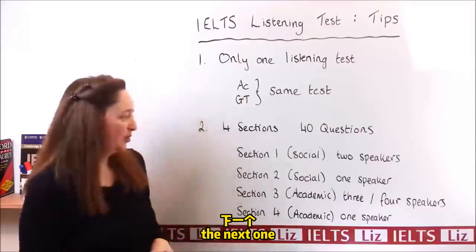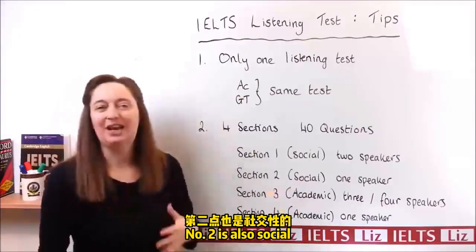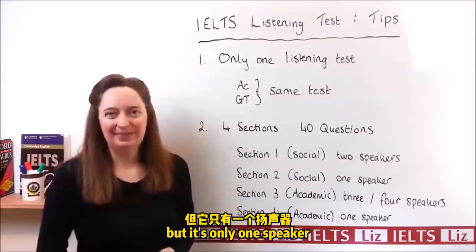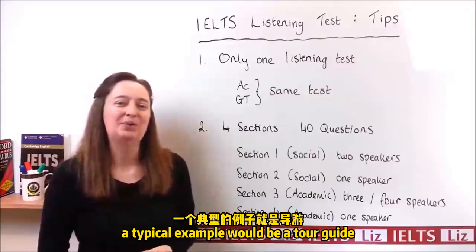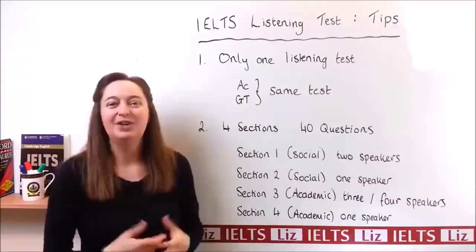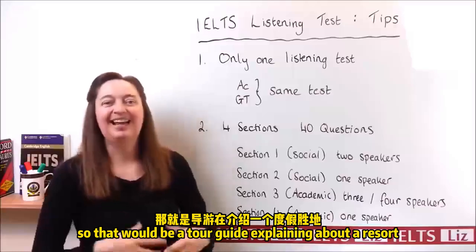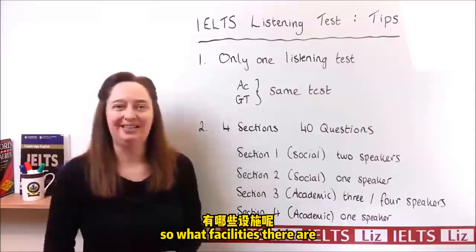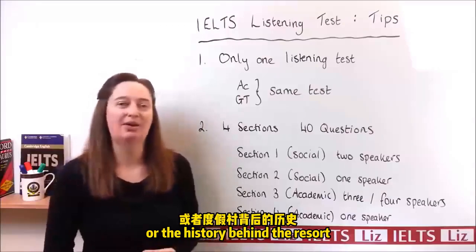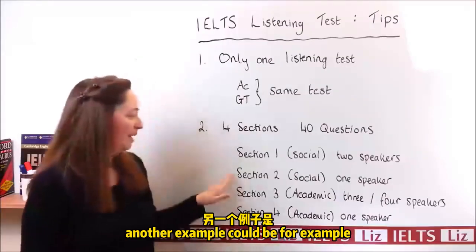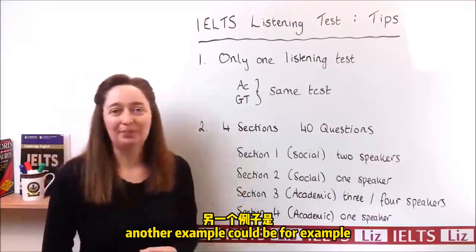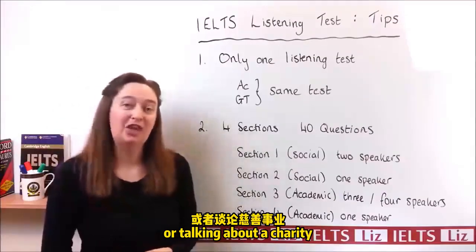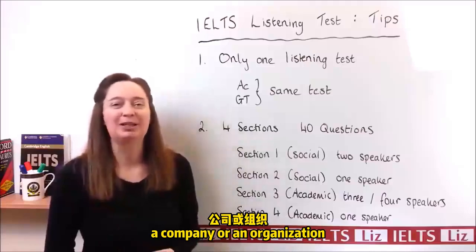The next one, number 2, is also social, so an everyday situation, but it's only one speaker. A typical example would be a tour guide. So that would be a tour guide explaining about a resort, so what facilities there are, or the history behind the resort. Another example could be talking about an historic building or talking about a charity, a company or an organisation.